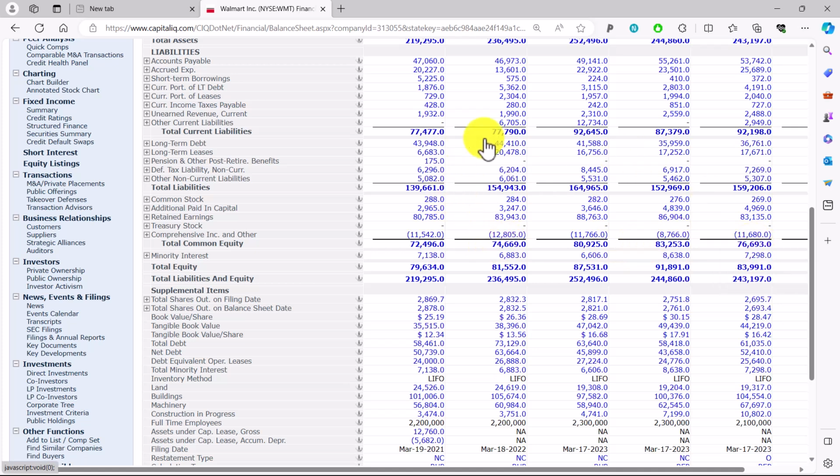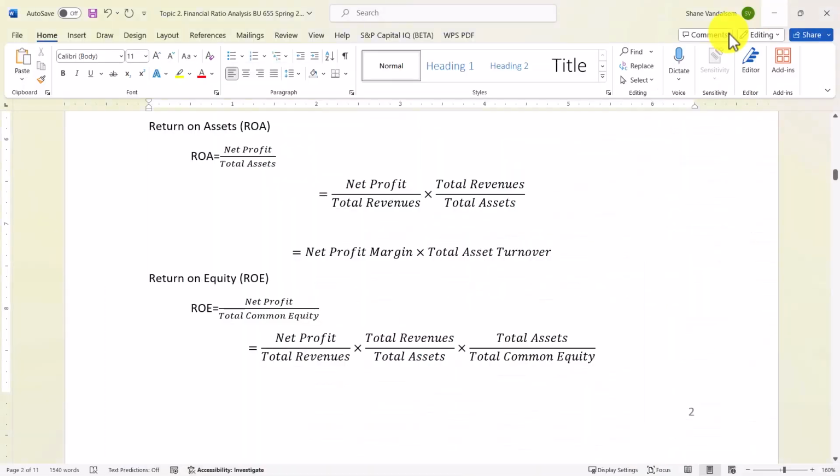So that's how we would often calculate it, or we might take the average value of equity over 2 years to calculate that number. The idea here, though, is that we're looking at how well managers generate profit based on the amount of equity that's been invested.